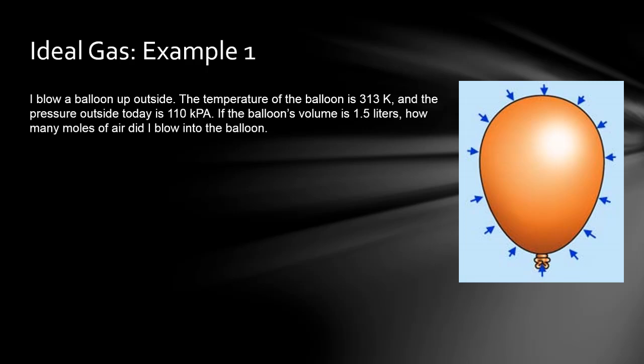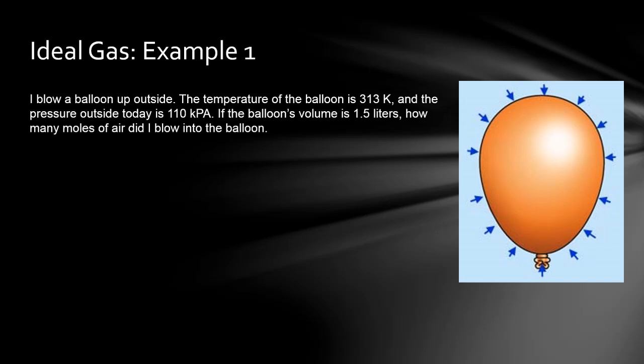So, ideal gas example 1. I blow a balloon up outside. The temperature of the balloon is 313 Kelvin, and the pressure outside today is 110 kilopascals. If the balloon's volume is 1.5 liters, how many moles of air did I blow into the balloon? Some things we need to notice. A balloon increases in size because it must equalize the pressure inside to the pressure outside. If it is not able to do this, then the balloon will pop.